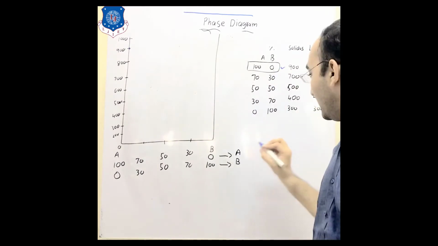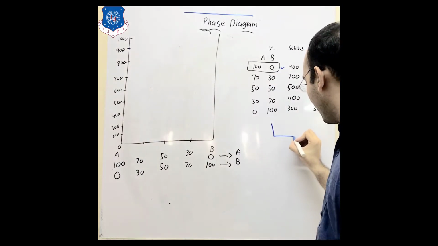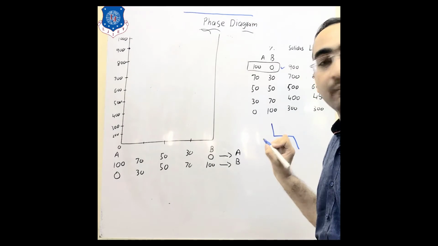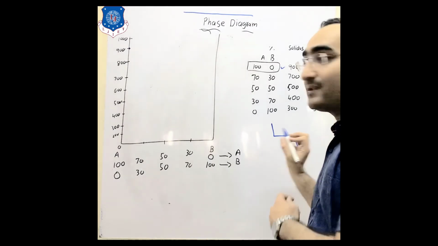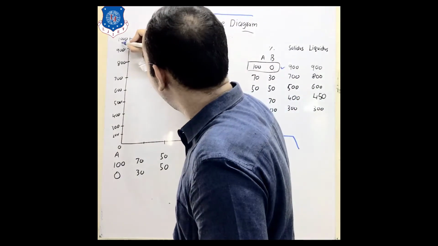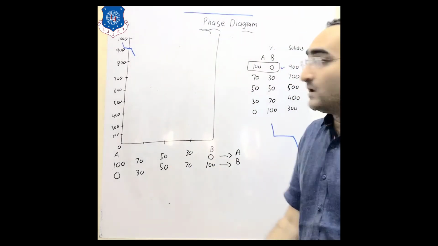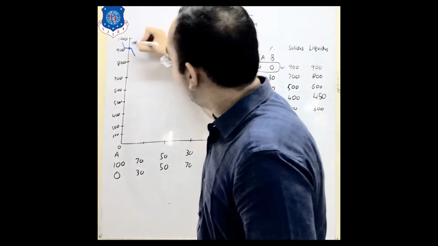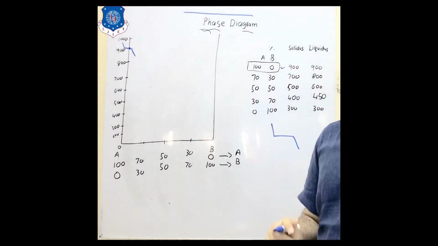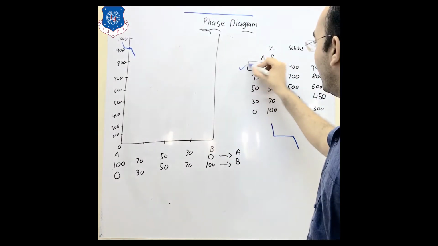What was the cooling curve of the pure metal? That was in this way. The cooling curve of the pure metal was indicated this way. So over here we can draw the diagram. Here, both the points are present for the solidus and liquidus. Okay, so we have plotted this point.